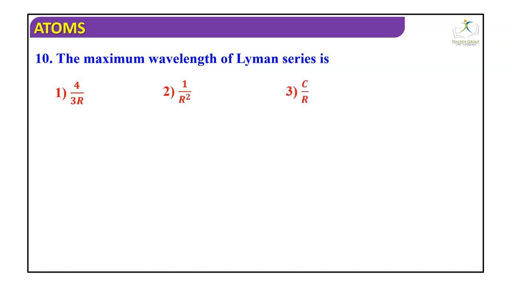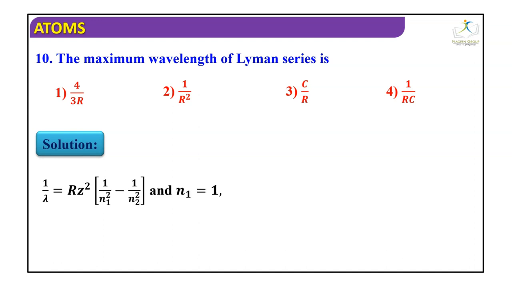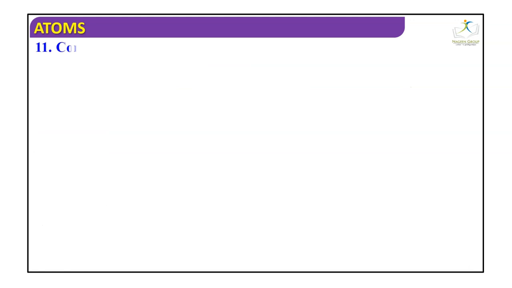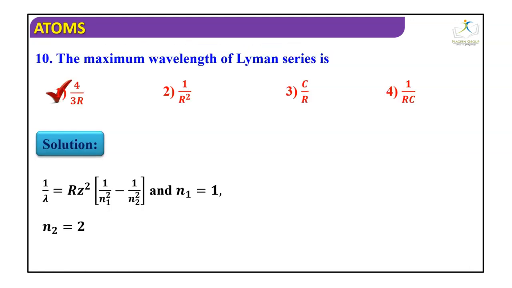Next question: the maximum wavelength of the Lyman series is 4 by 3R, 1 by R square, C by R, or 1 by RC. Let's move on to the solution part. 1 by lambda is equal to R Z square times 1 by n1 square minus 1 by n2 square, and n1 is equal to 1. So for maximum wavelength, n2 is equal to 2. According to that, the correct option is 1, which is 4 by 3R.